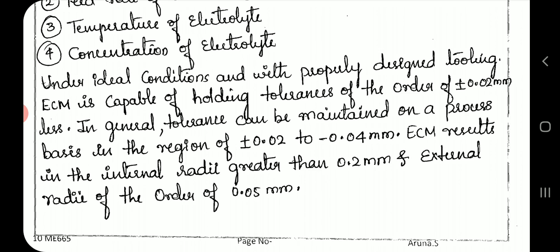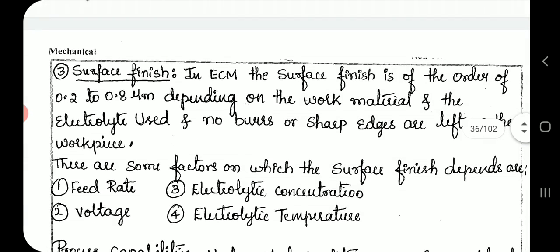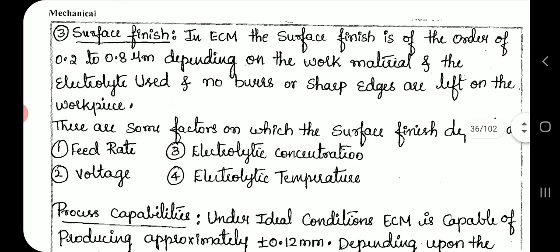or less. In general, tolerance can be maintained on a process basis in the region of plus or minus 0.02 to plus or minus 0.04 mm. ECM results in internal radii greater than 0.2 mm and external radii of the order of 0.05 mm. Surface finish. In ECM, the surface finish is of the order of 0.2 to 0.8 micrometer depending on the work material and the electrolyte used, and no burrs or sharp edges are left on the workpiece.